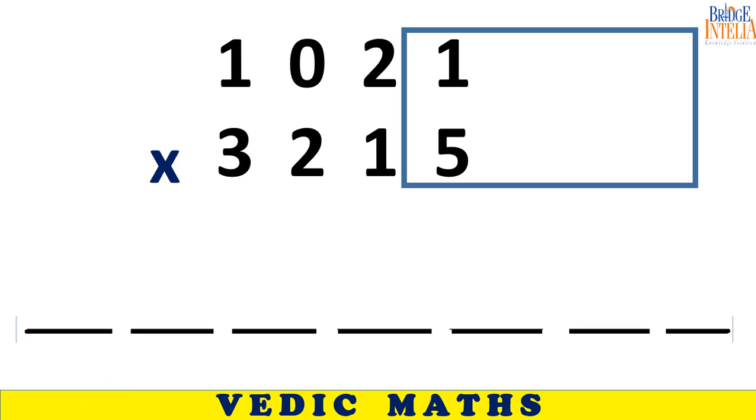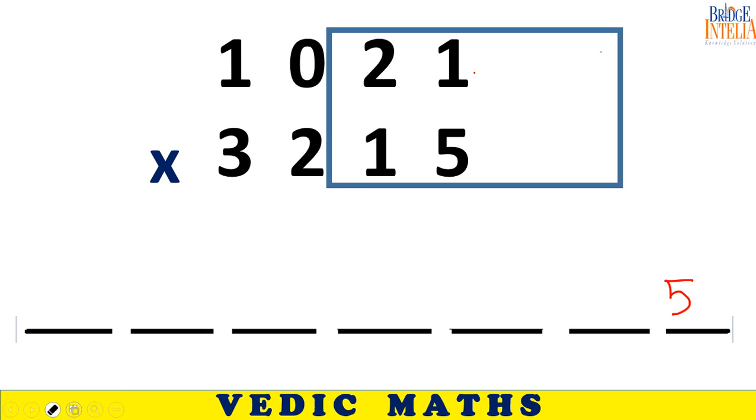So first position of box, only two numbers are inside the box. Find the cross connection product. So 1 into 5 is 5. So write 5 here. You have found out the cross connection product. Now let's move the box forward.